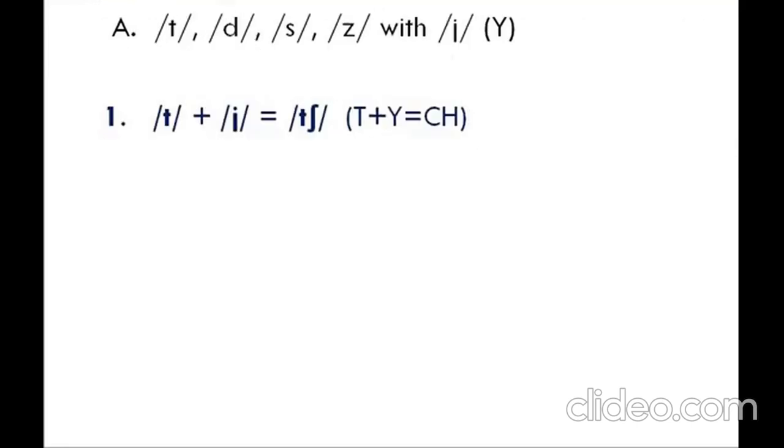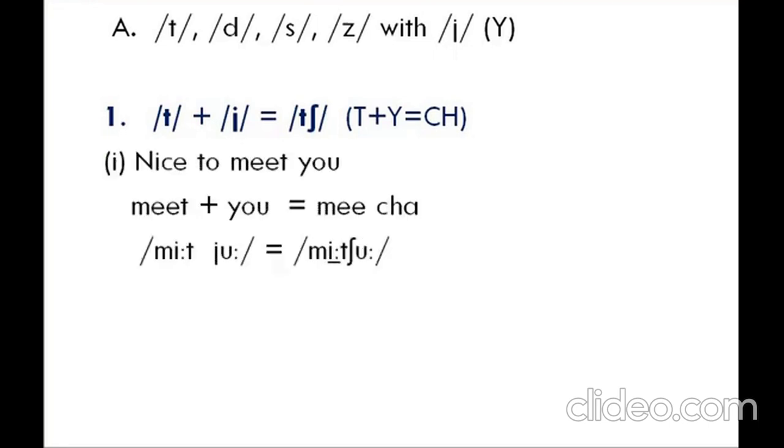Now, we'll look into one category where the sounds t, d, s, and z are assimilating with the sound y. Now, the first thing is, when the sound t is joined or combined with the sound y, we get a new sound like ch. That's what we observed in the previous example, meet ch. So here the sound t is influenced by the next sound y, and meet you becomes meet ch.